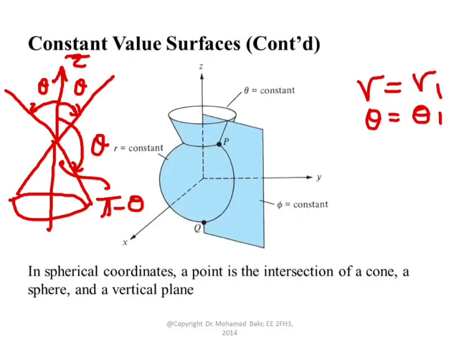So theta does not go beyond pi. Theta is between 0 and pi. Phi is between 0 and 2 pi. And here r is a positive number, always from 0 to infinity. So the three constant value surfaces in spherical coordinates are a cone, a sphere, and a vertical plane. When the cone, as you see in this figure, intersects the sphere, it gives a circle. And when this circle intersects with the plane, it gives your point P. So again, it's a generalization of the same concept that we have seen in Cartesian coordinates.